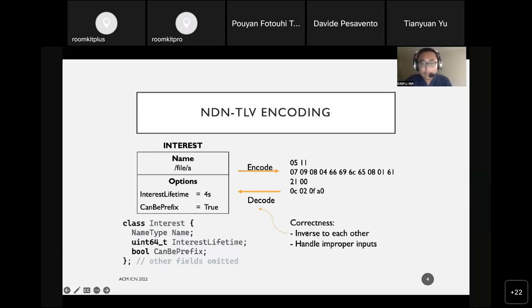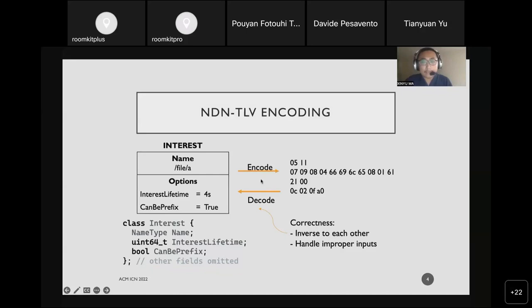First, they must be inverse to each other. When you encode some object and decode it back, you should get the same object. And the second is that decoding should handle improper inputs, because this binary string can be some random binary string, and the decoder must detect this is wrong input and fail properly.